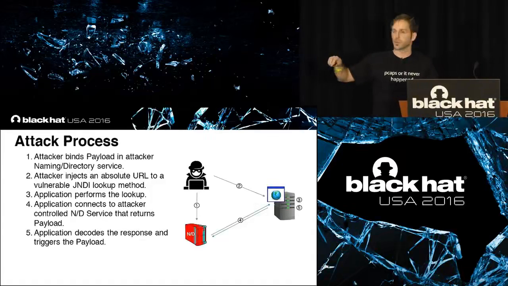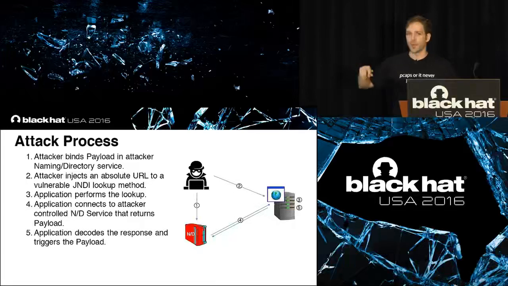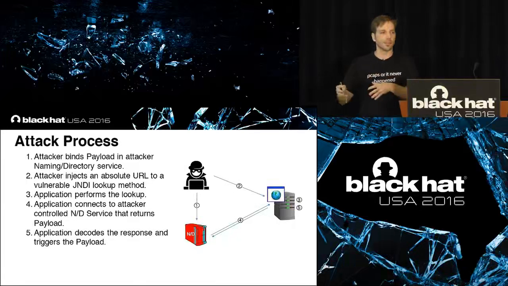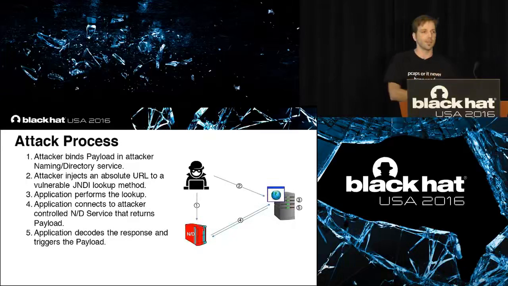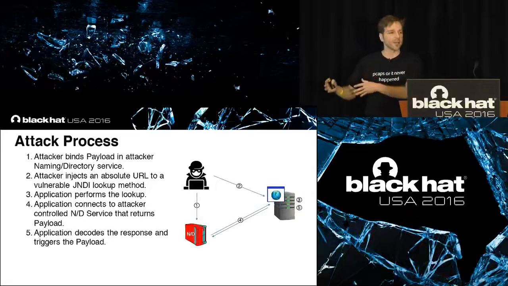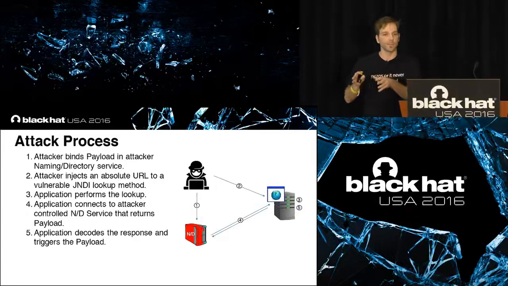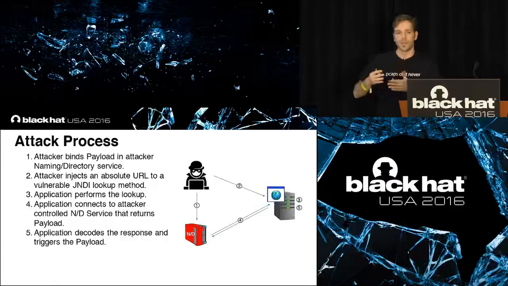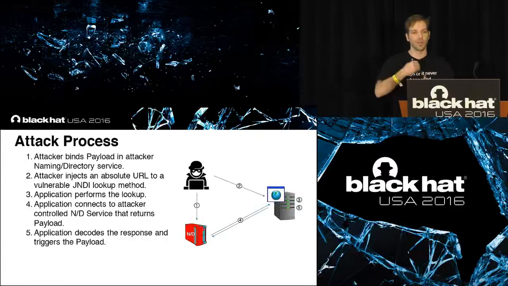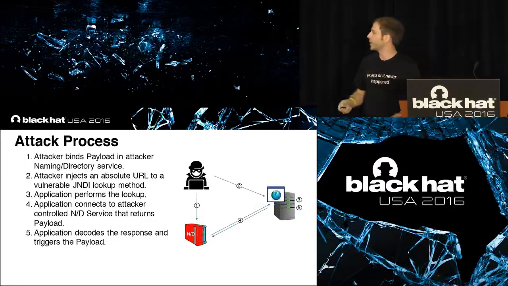So the attack process resembles the following. The attacker first needs to bind the payload to the naming or directory service of his choice. And then once he finds a vulnerable application, he's going to send the exploit, that is basically a name that, when looked up, is going to point to his own server, so he can actually return the malicious payload and trigger the payload in the server.